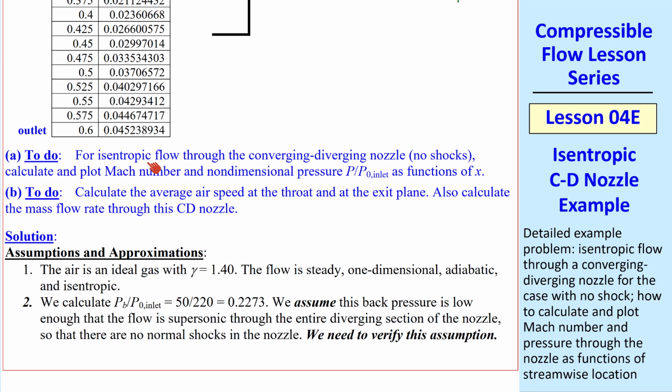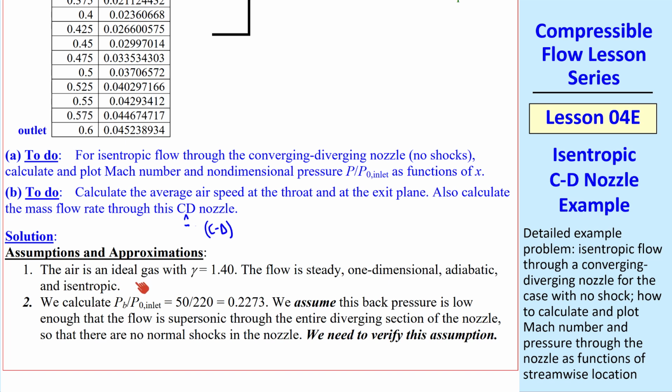We assume isentropic flow, which requires there to be no shocks, since flow across a shock is not isentropic. And then we'll calculate and plot Mach number and P over P naught as functions of x. Then we'll calculate the average airspeed at the throat and the exit plane and m dot through the CD nozzle. And to be consistent with my notation, it should be C-D.